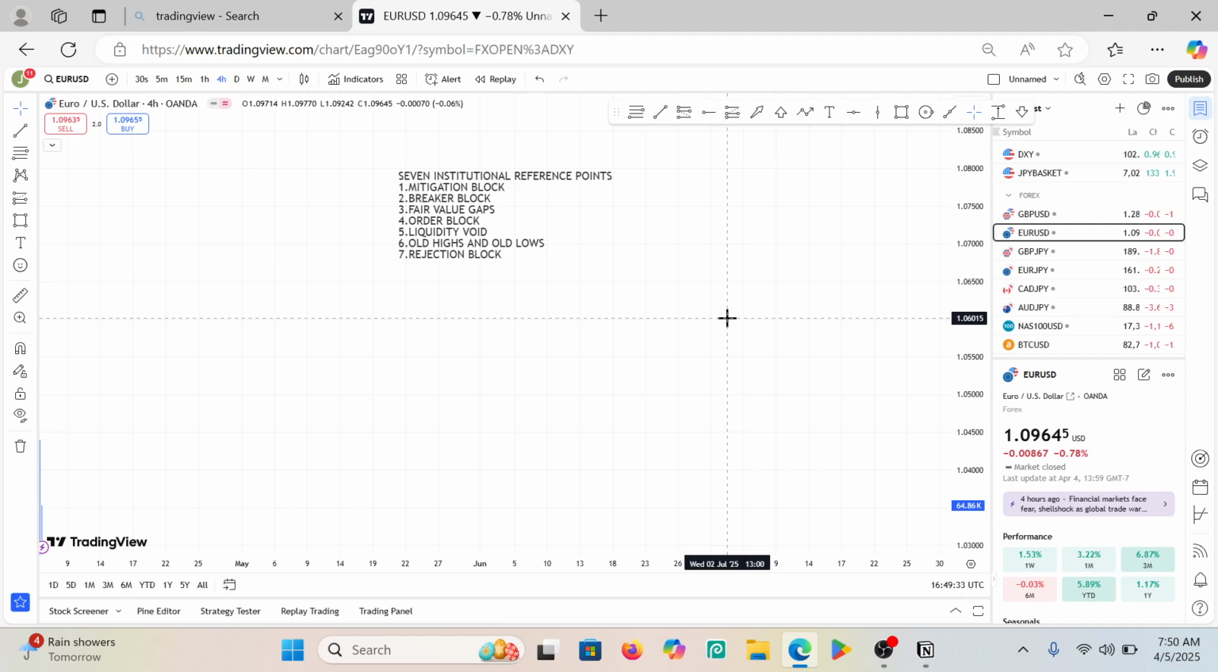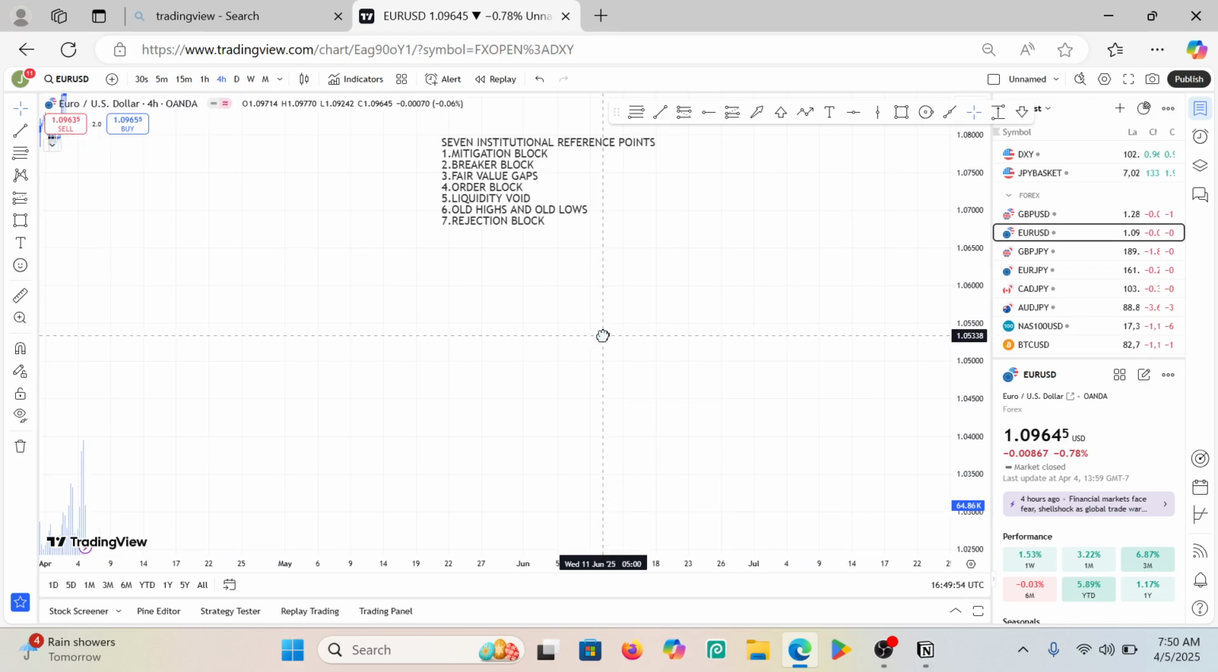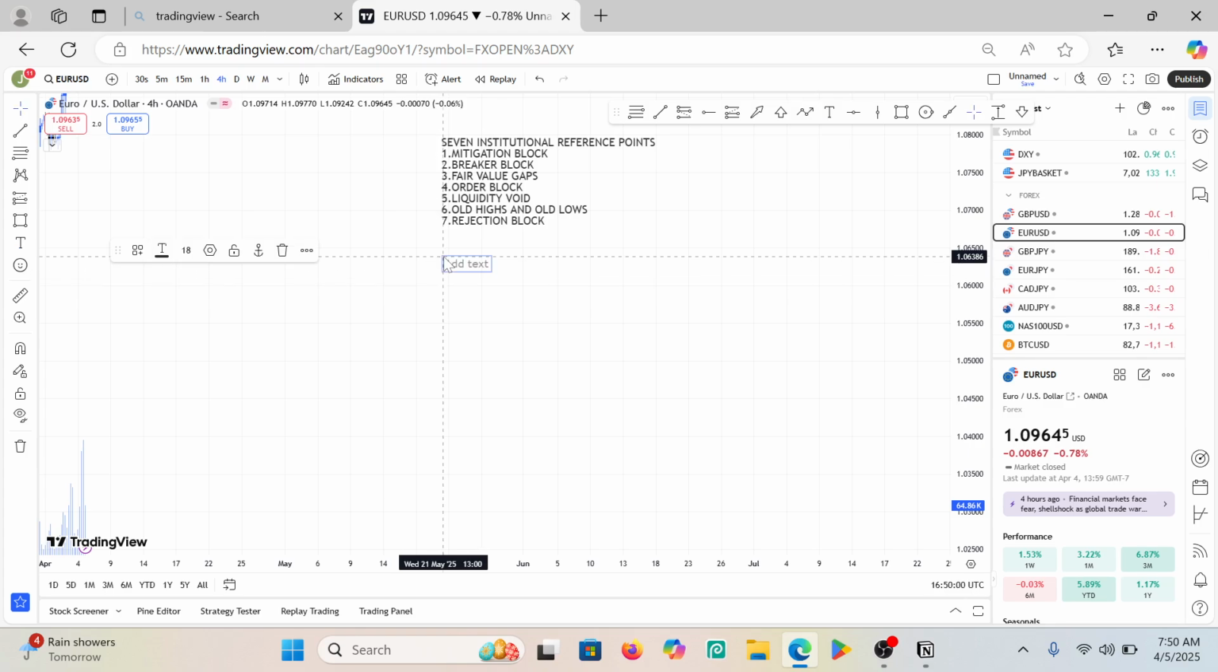Today I'm going to teach you one-on-one how to mark the 7 institutional reference points, how to draw them, and how to search for them in your chart. Let's proceed now, starting with the first one, which is the mitigation block.